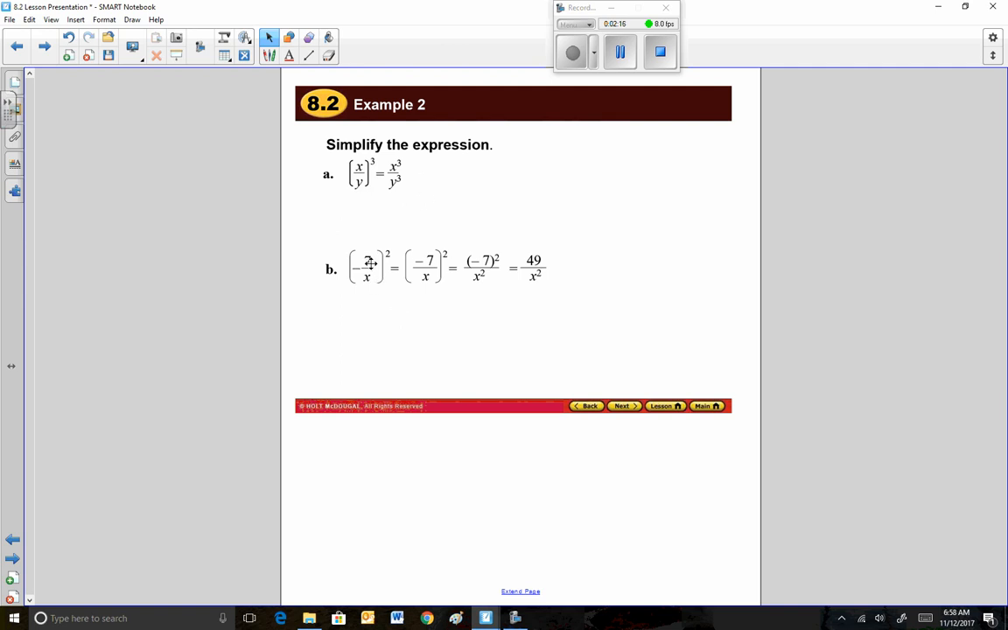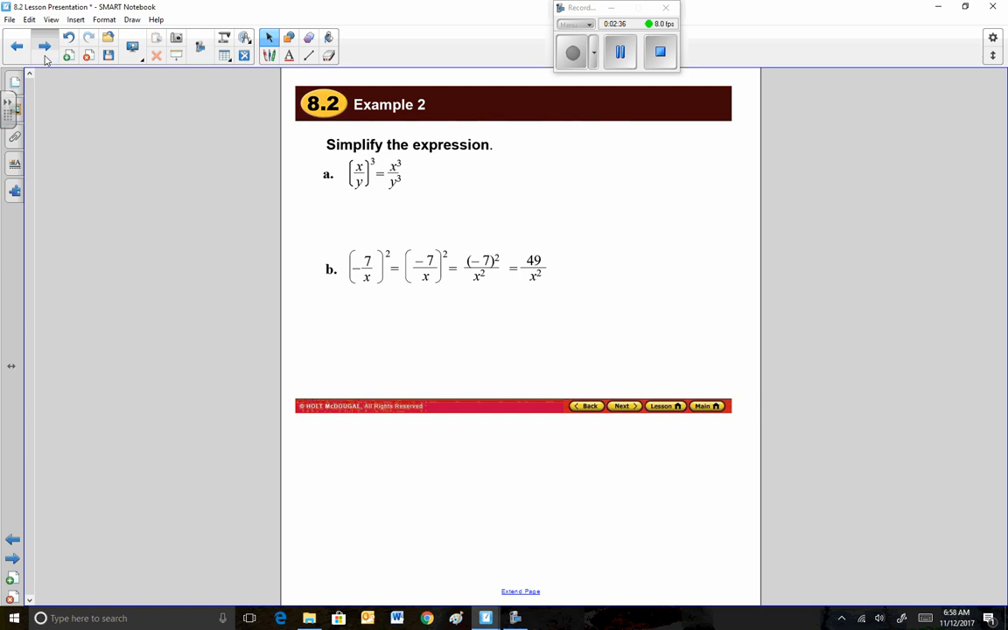This problem, we have to take everything inside and raise it to the 2nd power. So we have -7 to the 2nd power and x to the 2nd power. Now, -7 is a number, so we can actually multiply that out. -7 times -7 is a positive 49. And we put it over x to the 2nd, just bringing it on over.